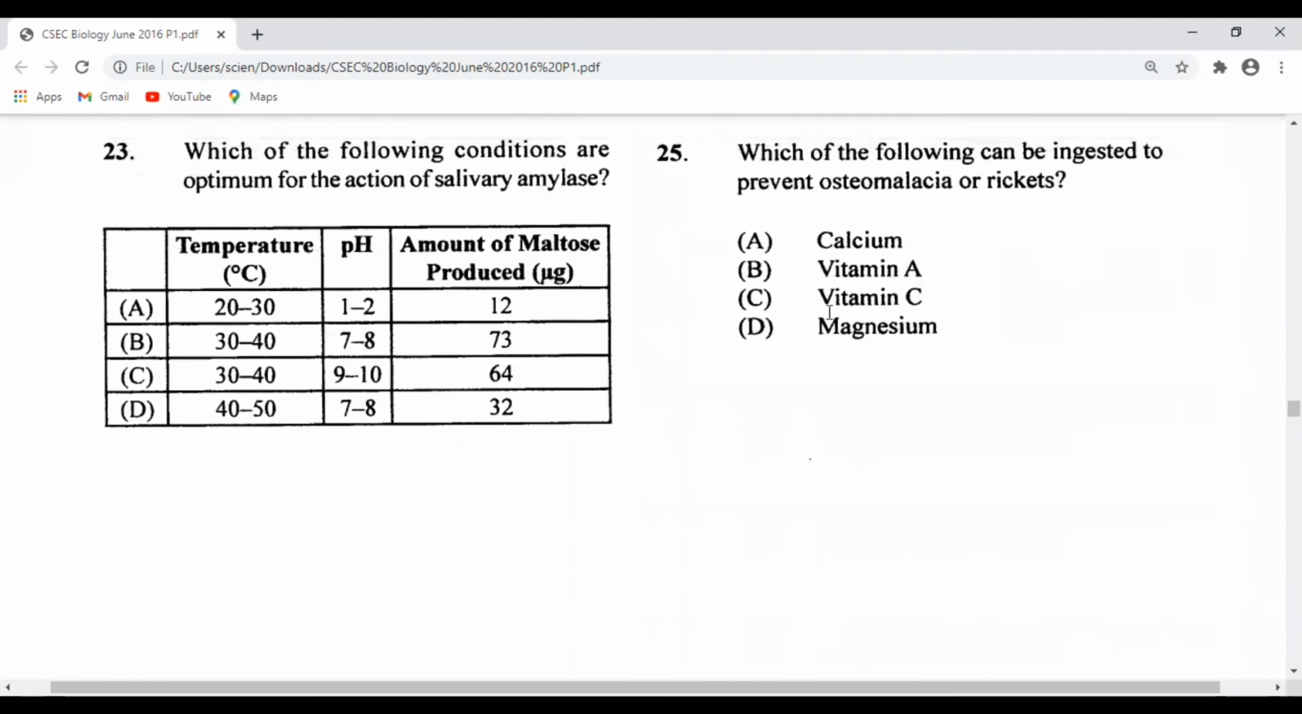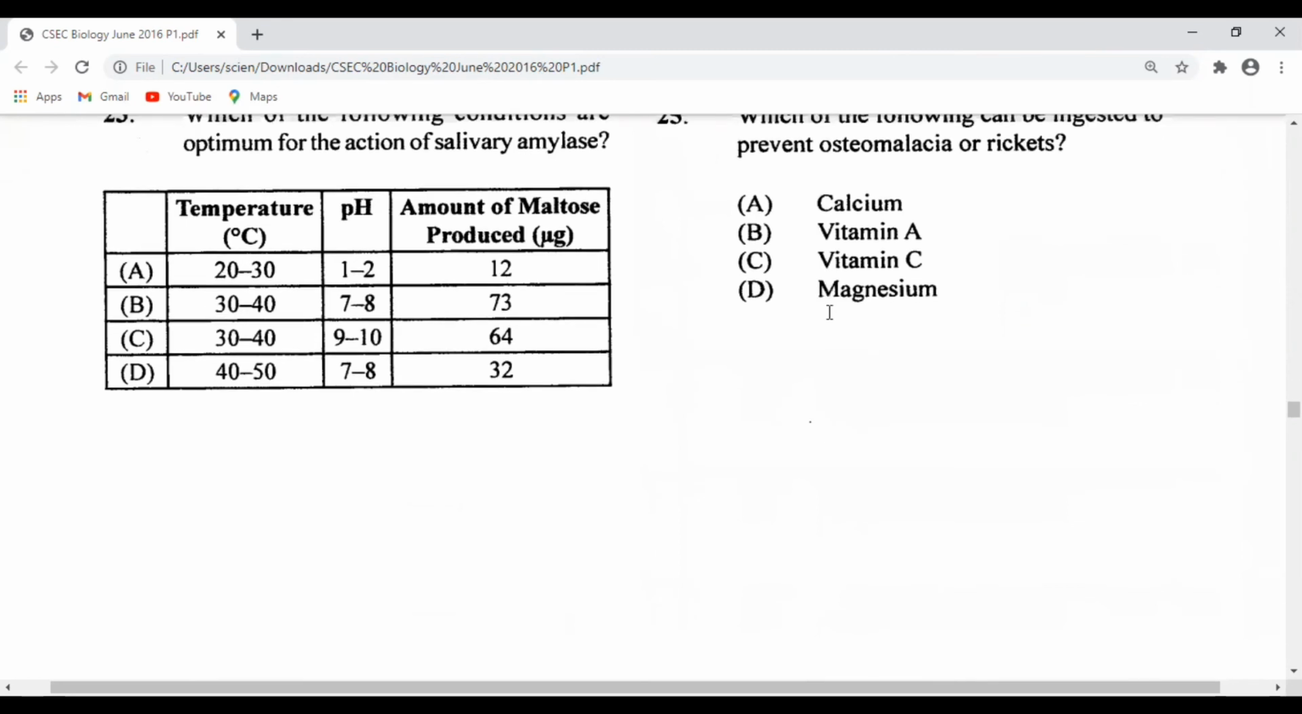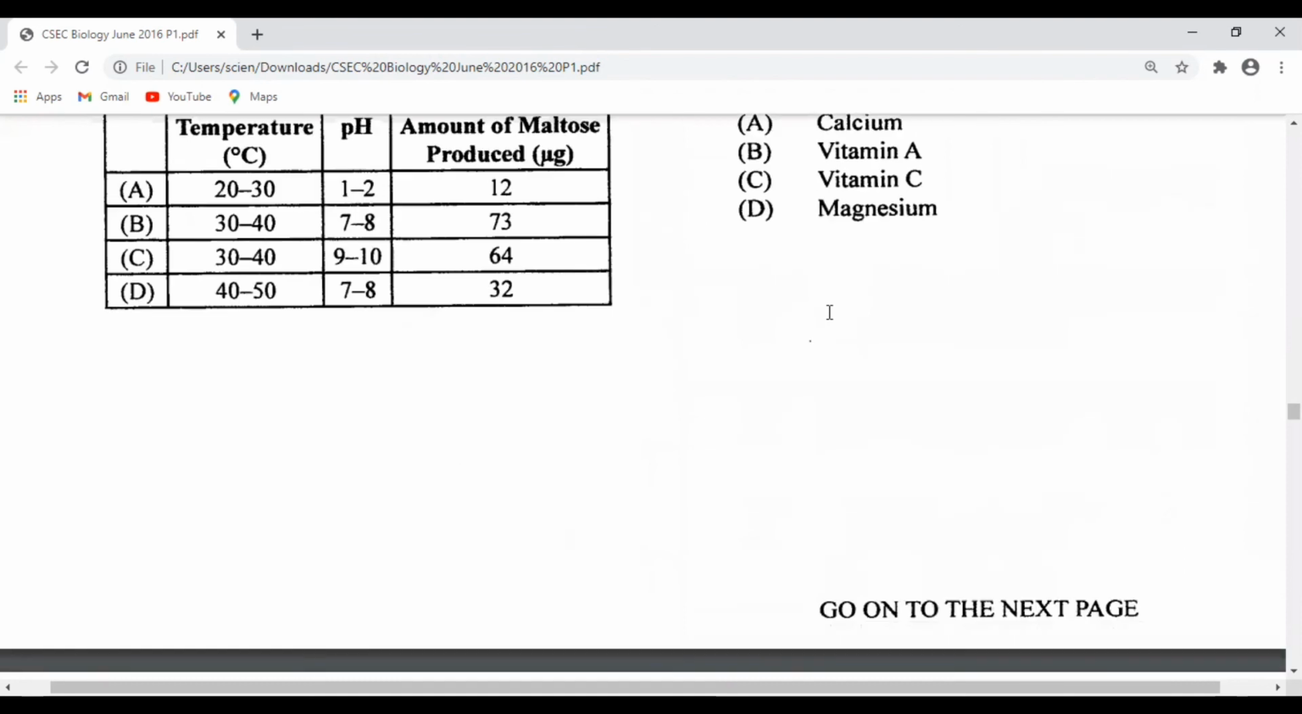25. Which of the following can be ingested to prevent osteomalacia or rickets? So we have A, calcium, B, vitamin A, C, vitamin C, and D, magnesium. So the answer would be calcium, all right? Because rickets has to do with weak bones.